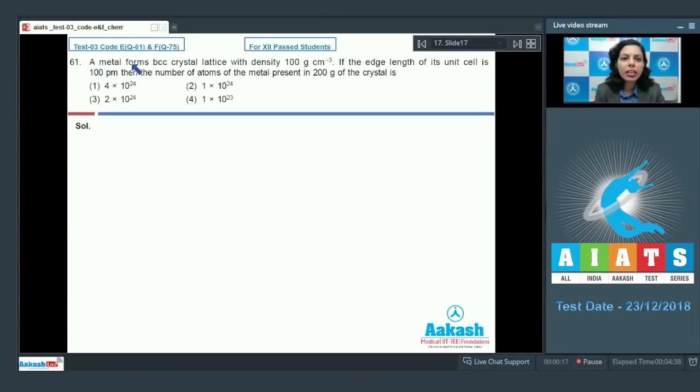Here's question number 61. A metal forms BCC crystal lattice with density 100 gram per centimeter cube. If the edge length of its unit cell is 100 picometer, then the number of atoms of the metal present in 200 gram of the crystal is. Basically, in this case, we have the BCC, body centered cubic crystal lattice. And for this system, we have the value of Z, that is 2. It means one unit cell has 2 atoms present there.